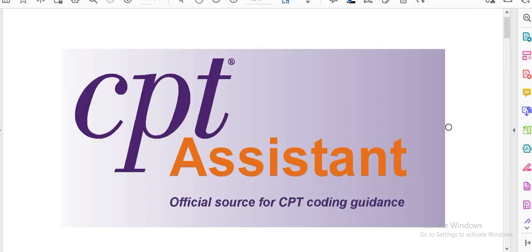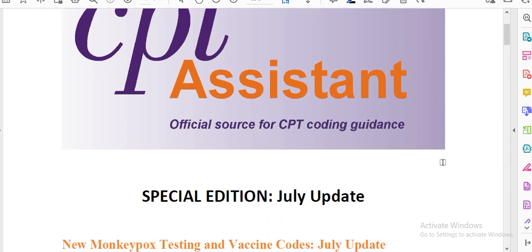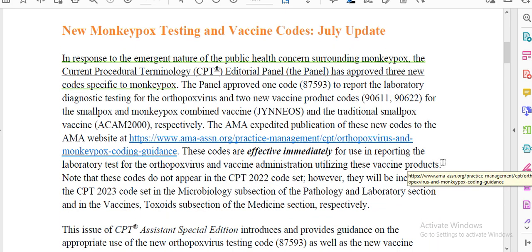Most importantly, the AMA has released the July CPT Assistant about the monkeypox vaccination process, and they have released codes to code monkeypox testing. As you know, in the US monkeypox is growing very rapidly, so we may code monkeypox cases in the future. So we need to know about the monkeypox coding procedures also. If you see here, new monkeypox testing and vaccine codes, July update.